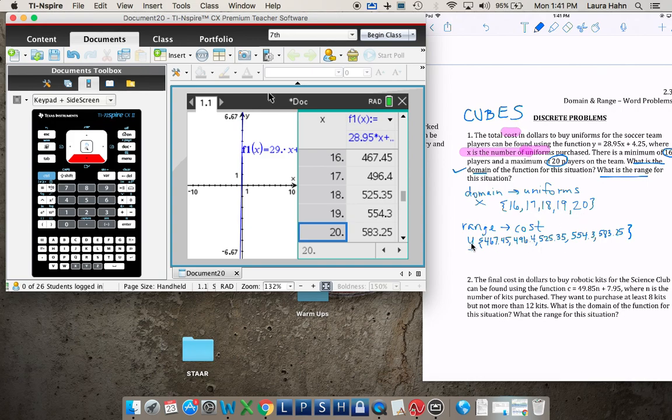My range is my Y, which was talking about the cost of those uniforms. So I had to write down what it would cost me if I bought 16 uniforms, 17 uniforms, 18, 19, and 20, the cost of each of those. And then how we got the cost one more time is we graphed our equation and then we opened our table. And we went down to where X was 16 through 20 and wrote those values of our Y down.